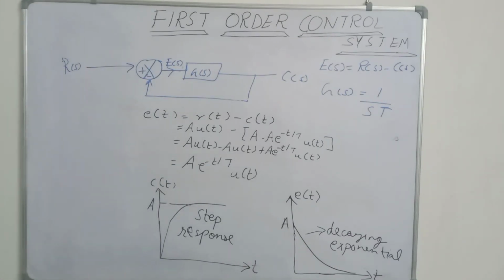So the negative feedback reduces the error and increases the accuracy. So we have the step response and the error signal.